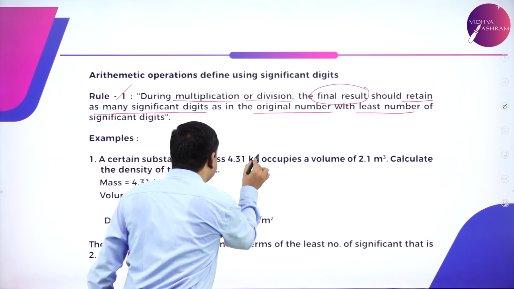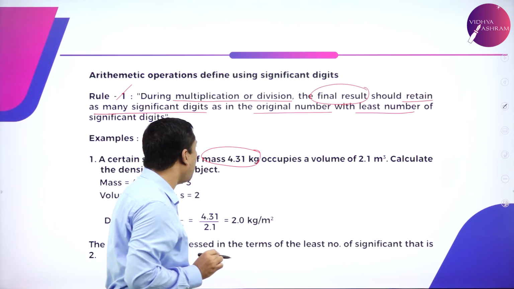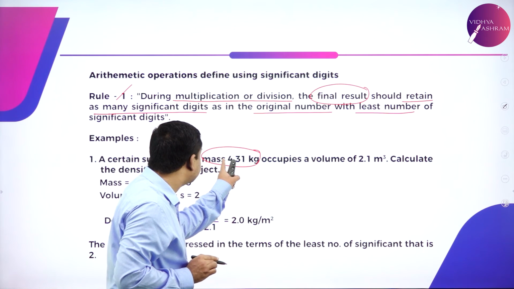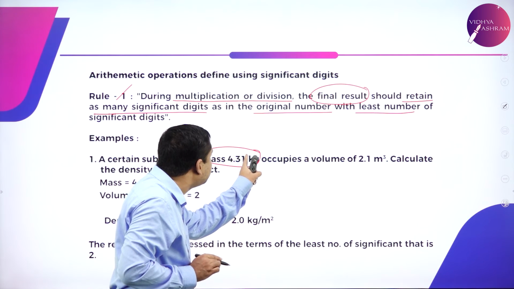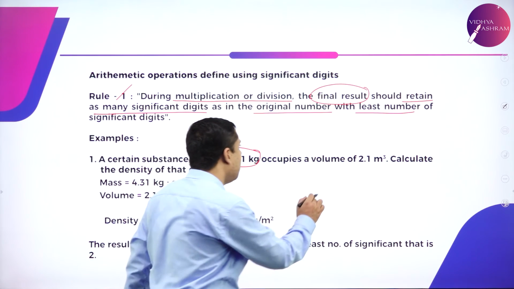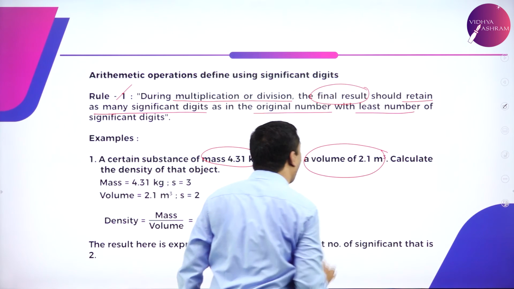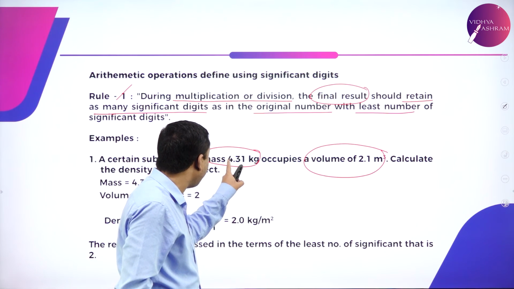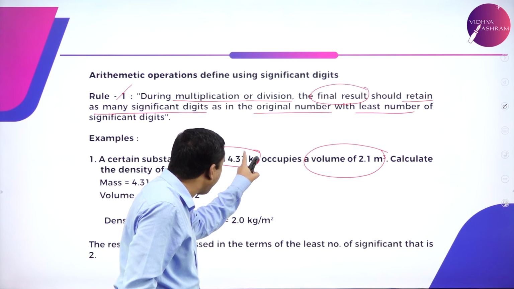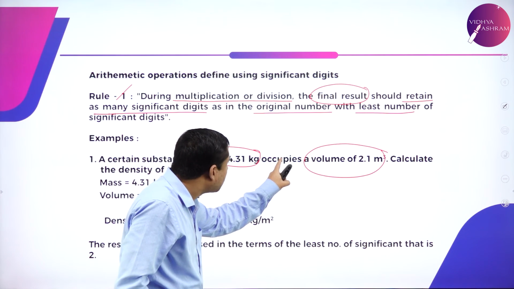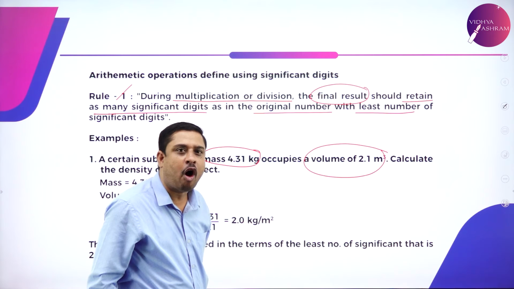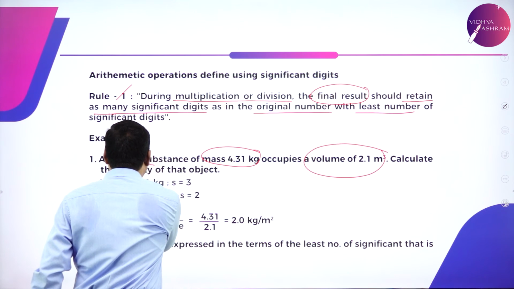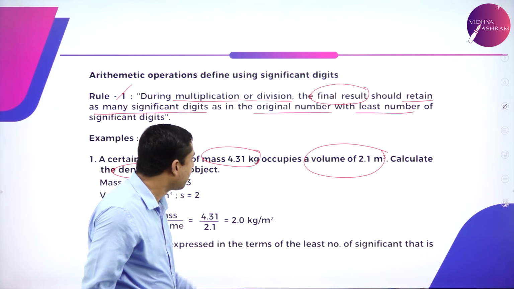A certain substance of mass 4.31 kg occupies a volume of 2.1 meter cube. Calculate the density of that object.